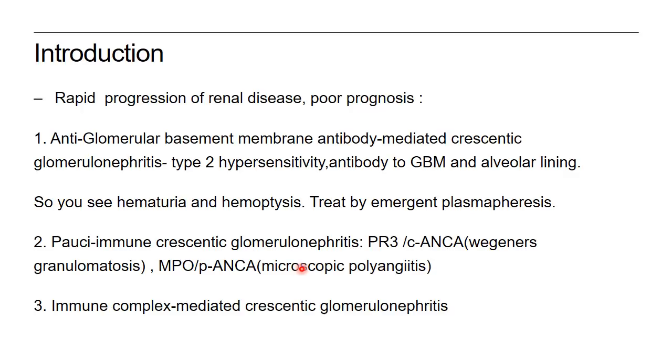My personal mnemonic for this is you see Uncle Wegener to do a per rectal exam. Now, please keep it to yourself. It helps me remember PR3 C-ANCA is Wegener's granulomatosis, and the other one is MPO or P-ANCA, which is microscopic polyangiitis. Okay. The third variety is immune complex mediated crescentic GN.